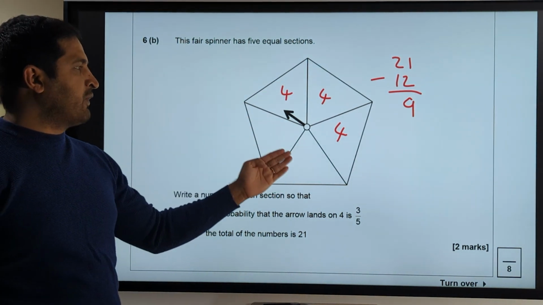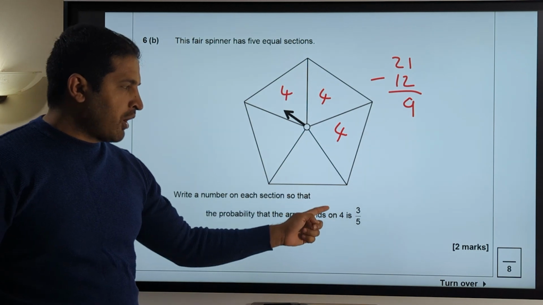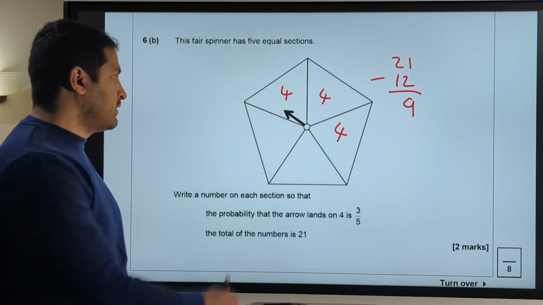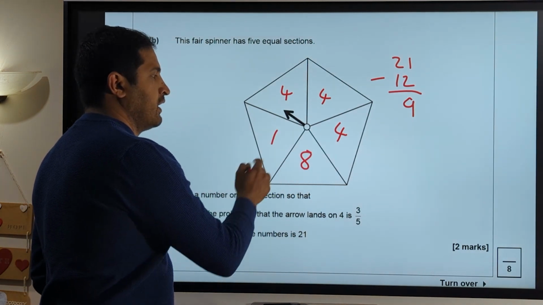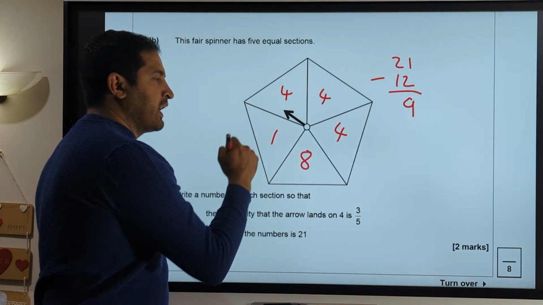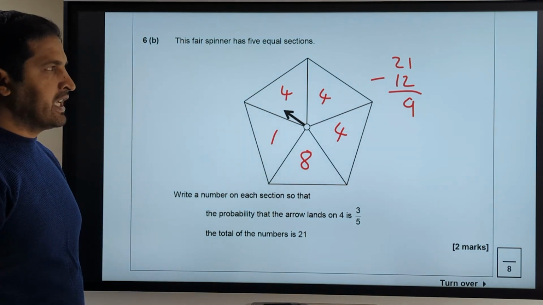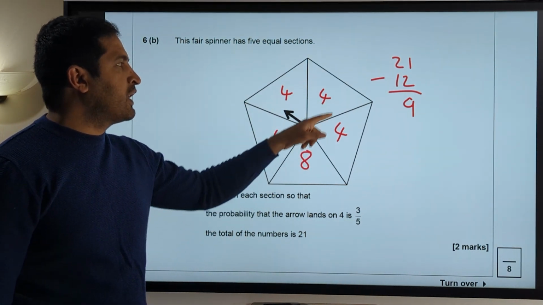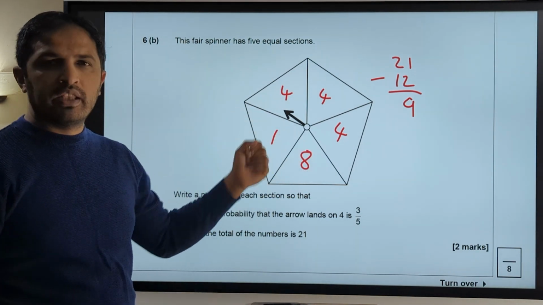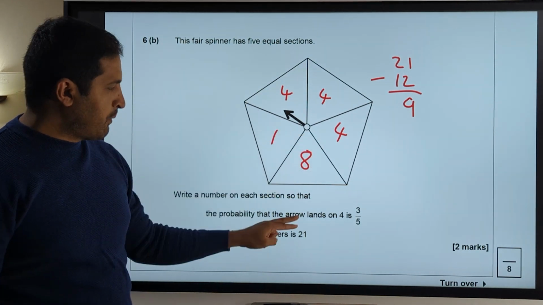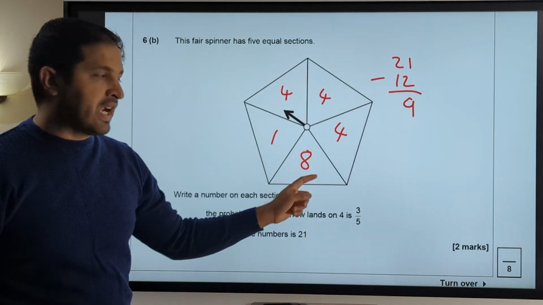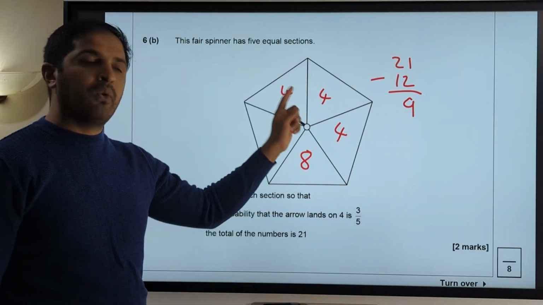Now you can have 5 and 4. That changes the probability of landing on 4. So we can't have 5 and 4. You can have any other pairs. You can have 1 and 8. You can have 2 and 7. Or you can have 3 and 6. But you cannot have 5 and 4. Because if you have one more 4, then you end up getting four 4s rather than three 4s. So that meets both of those conditions. The sum is 21. That means all add up to 21. And the probability of 4 is 3/5.